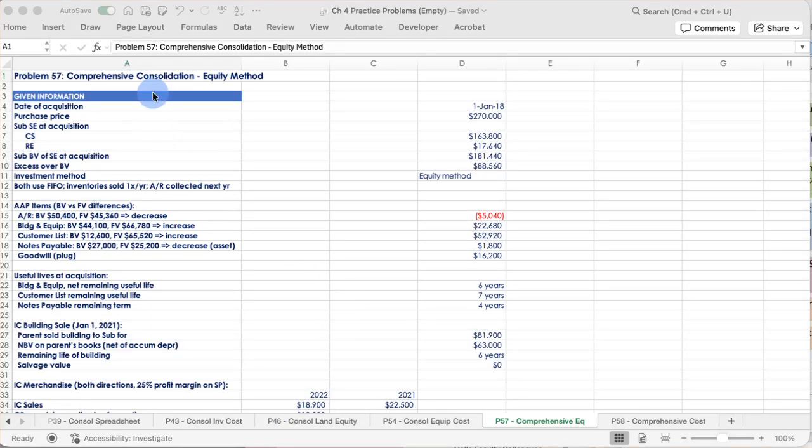We're going to walk through chapter 4, problem 57. This is a comprehensive consolidation, so it has a little bit of everything in it using the equity method. Go ahead and pause the video and read through this whole problem. There's a lot of information here, so definitely read through that, and then we'll jump in together and try to make sense of it all.